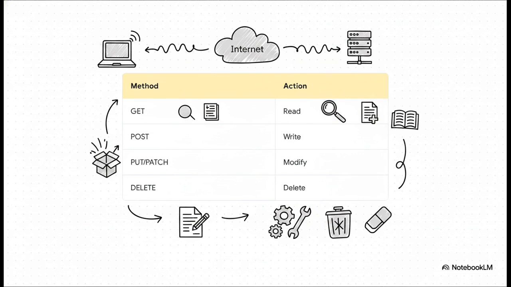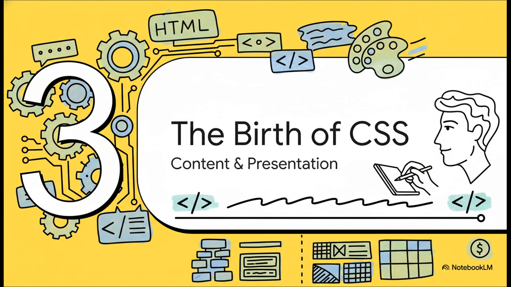You use a GET request to read or recover a resource, POST to create a brand new one, PUT or PATCH to modify something that's already there, and DELETE to wipe it out entirely. Moving on to Section 3, the birth of CSS in 1994 and separating content from presentation.